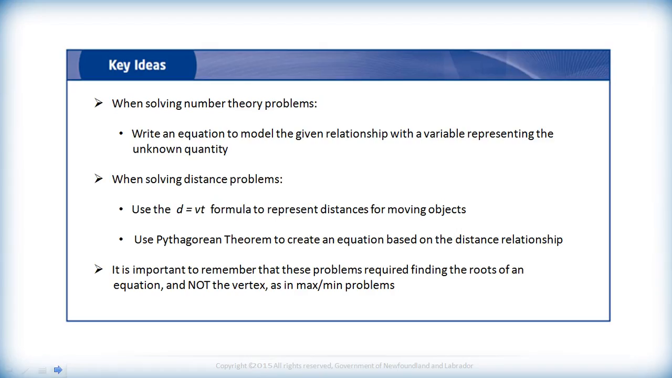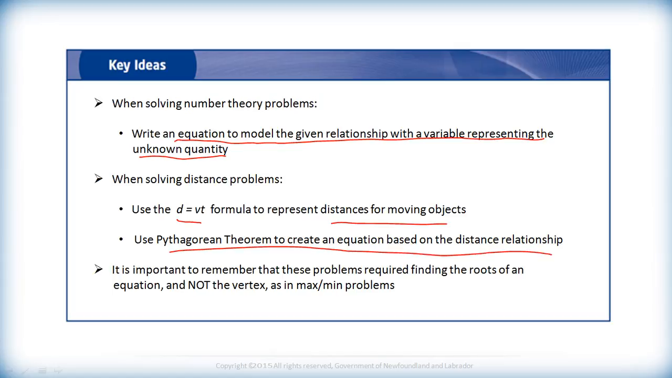All right, good question. When solving number theory problems, it's just about writing an equation to model the relationship with a variable representing one of the numbers that we want. That'll help us get the others, so it's not a big deal there. For solving distance problems, we use the d equals vt formula to represent distances for moving objects. And the Pythagorean theorem is nice, especially if we want to get a quadratic out of a triangle. Pythagorean theorem has lots of squares in it, so it usually works out really nice. And as always, remember, we're not getting the vertex. These are not max-min problems here. We're going after roots of the equations. Good luck. We'll do a couple more examples next time.